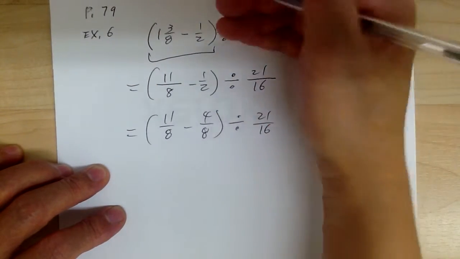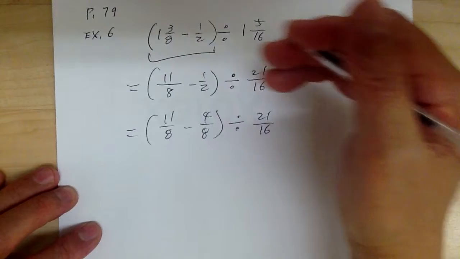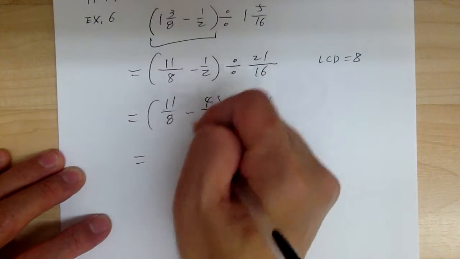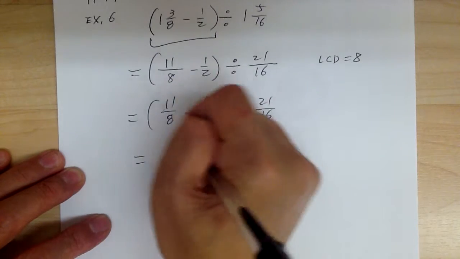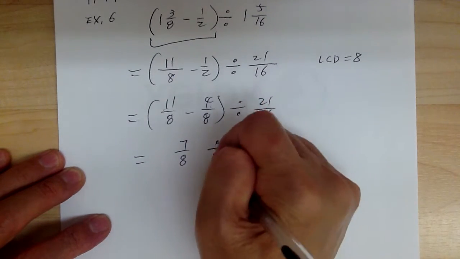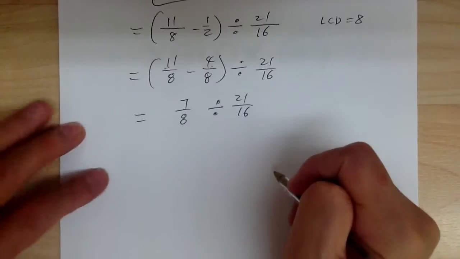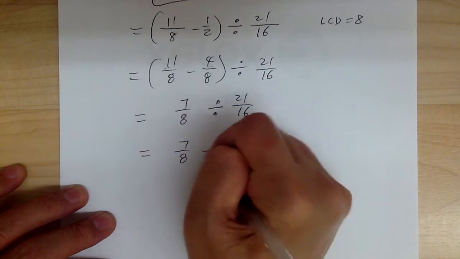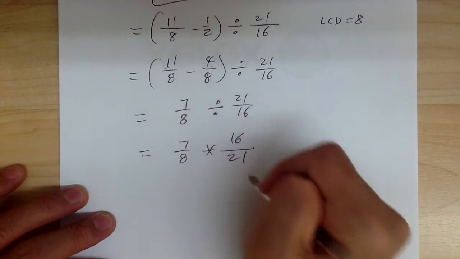Again, make sure you go down step by step. Don't go sideways, and show your work. Do it step by step. And so this becomes 7 over 8. Now once you finish all your operations, you can drop the parentheses. This becomes 7 over 8 divided by 21 over 16. And after that, you can convert into multiplication by flipping it upside down.